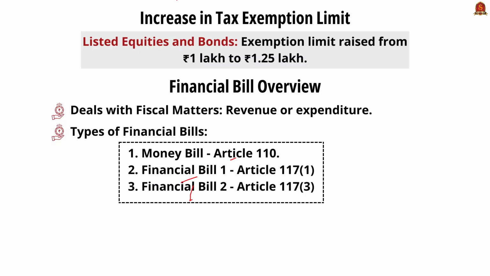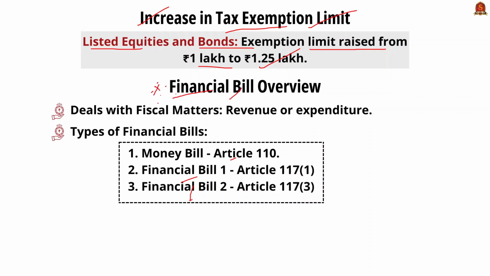Now, the Finance Bill 2024 also includes an increase in the tax exemption limit on long-term capital gains from listed equities and bonds. The limit has been raised from 1 lakh to 1.25 lakh. This change is expected to benefit investors in the stock market by allowing them to exempt a higher amount of their gains from taxation. Now let us see what a financial bill is.